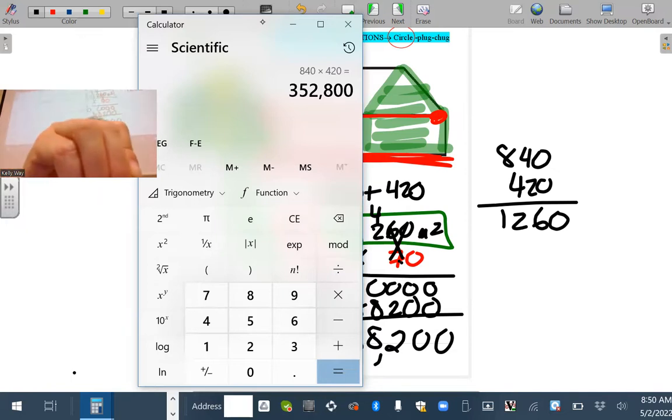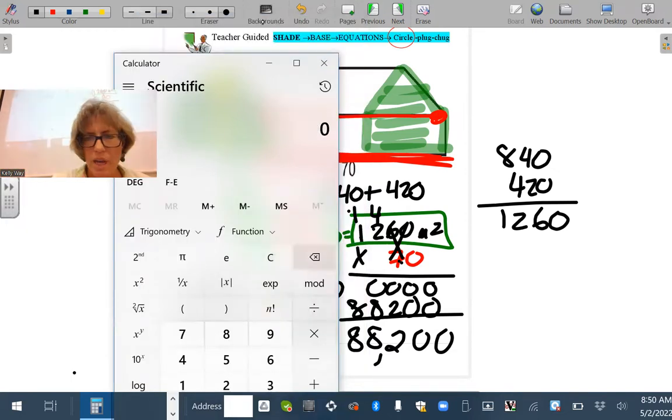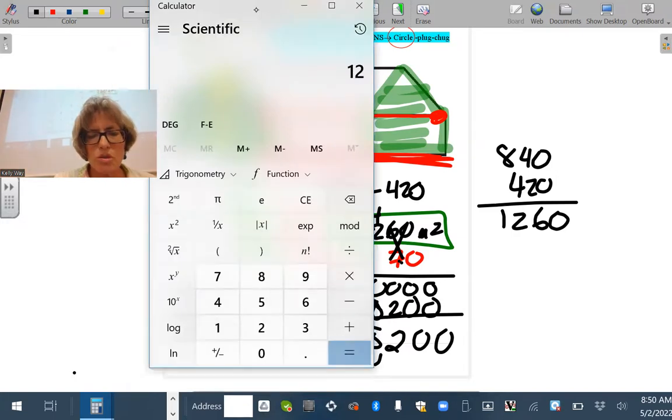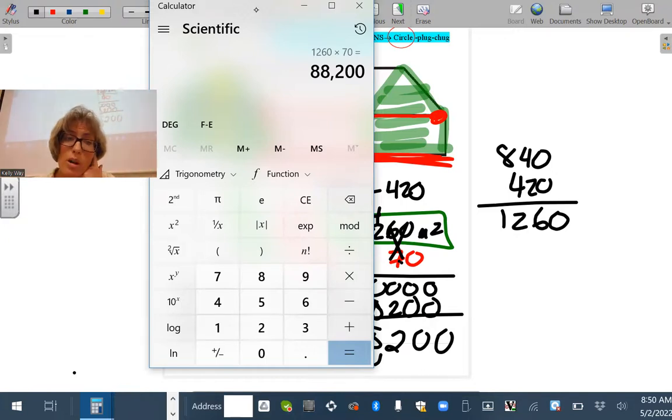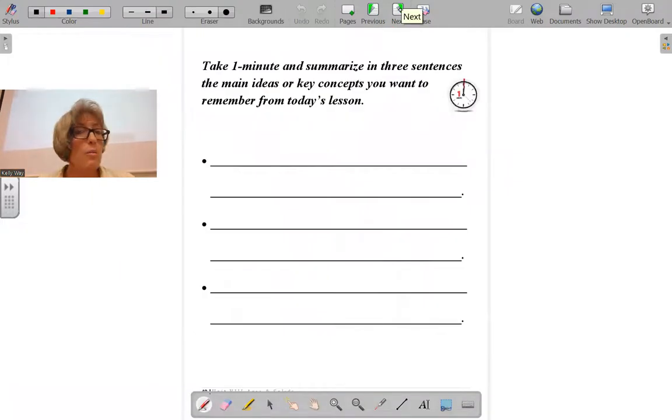Oh, hang on. No, we're not doing that one. We are doing base times height. Our base is 1260 times our height, which is 70. There it is, 88,200. That is your volume. Summarize, friends, what you learned from today's lesson.